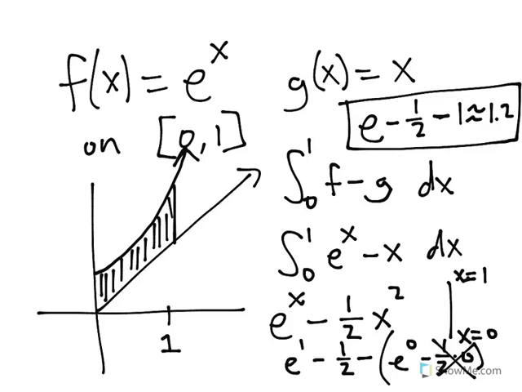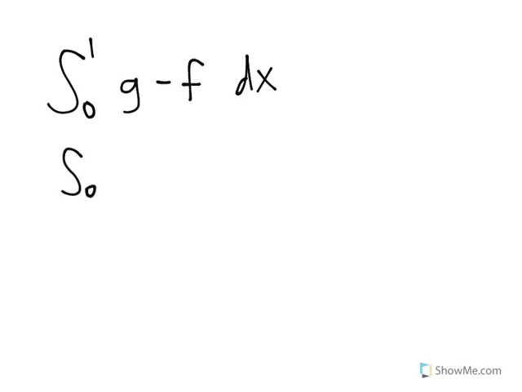So it does bring up the question, and we kind of addressed this, but let's just see what happens. What if we had done it in the other order? What if we had done the integral from 0 to 1 of g minus f instead? Like, what if we didn't know which one was higher? Now, we do. We drew the graph. We know what the functions look like. But what if we didn't know that? Okay, let's see what happens. This would be the integral from 0 to 1 of x minus e to the x dx. And then you'd basically do exactly what we did in the last problem.